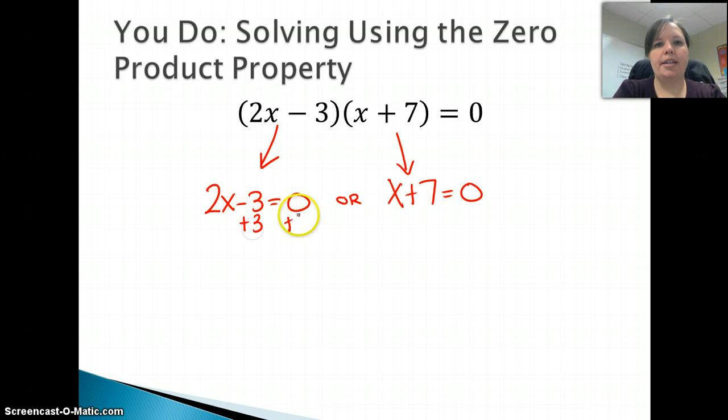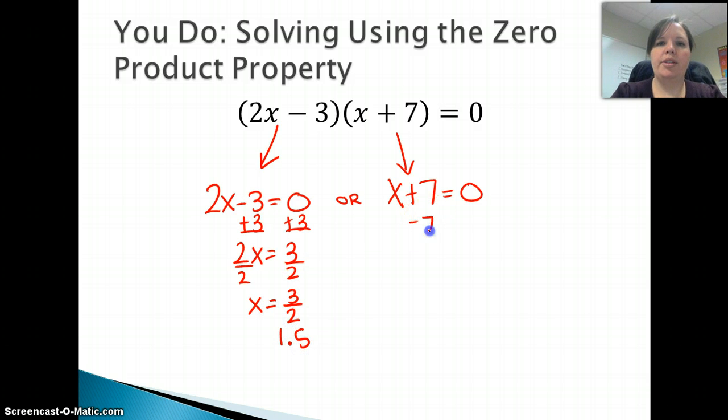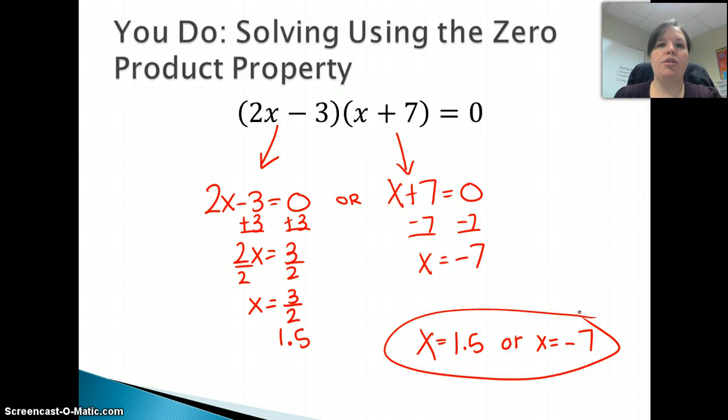So either x is, and I'm just going to solve for x, either x is 3 over 2 or 1.5, or if I subtract 7 from both sides, x is equal to -7. So x is 1.5 or x is -7. One of those two quantities has to be the value of x in order to make this work.